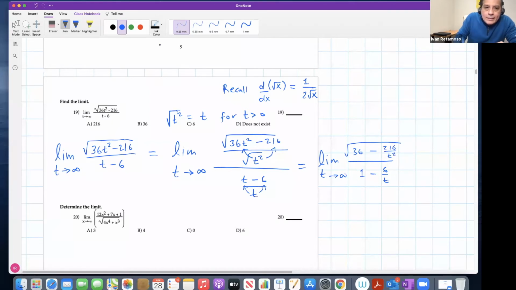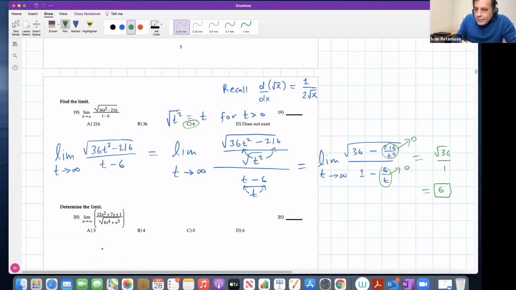Now, the good news, guys, is that these two go to 0, because t is huge. And what is left? Just the square root of 36 over 1, which is just 6. Excellent. Sometimes L'Hopital's may not work, but most of the time, 95% of the time, it does. So if it doesn't work, you have the other method that I showed you, using the fact that the square root of t squared is equal to t for t positive.